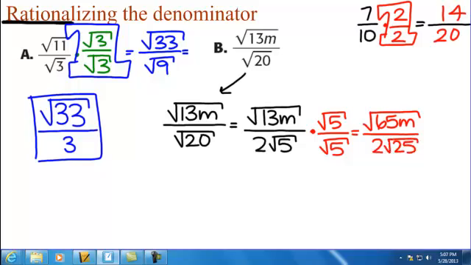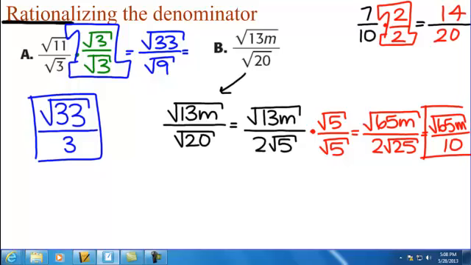Square root of 25 is 5, and 2 times 5 will give us 10. Now this is the answer. Nothing else can be simplified. We can't break down that 65. We can't take out an m because there's only one of them. And we can't do anything with the 10.